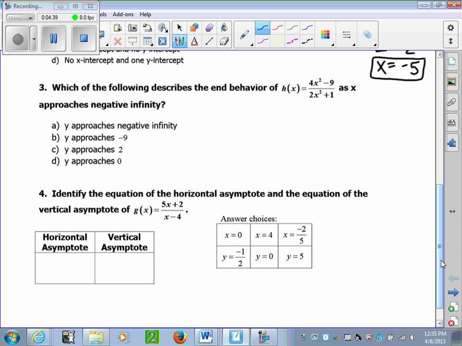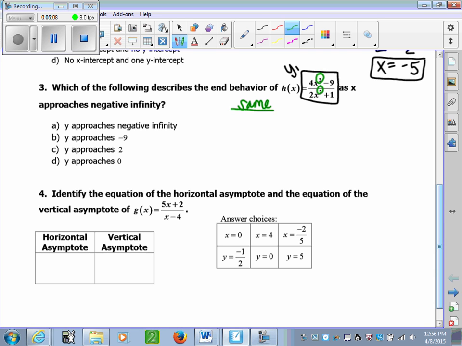So again, this is another one. You can just put this into your calculator, into y1, and look at your end behavior. However, a way to do it algebraically is to find my end behavior, which I know is what's happening as it approaches my horizontal asymptote. So I just have to know my rules for horizontal asymptotes. I'm looking at the degree of my numerator over the degree of my denominator. They're both 2's, so I have the same degree.